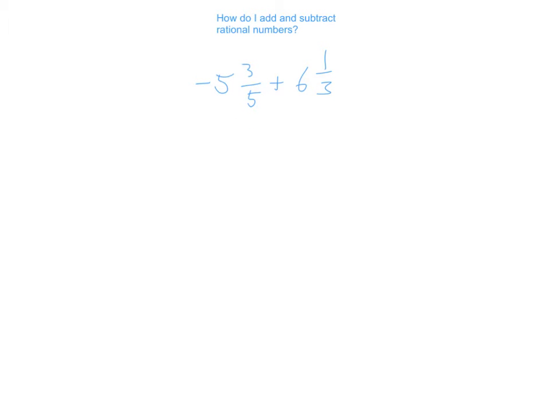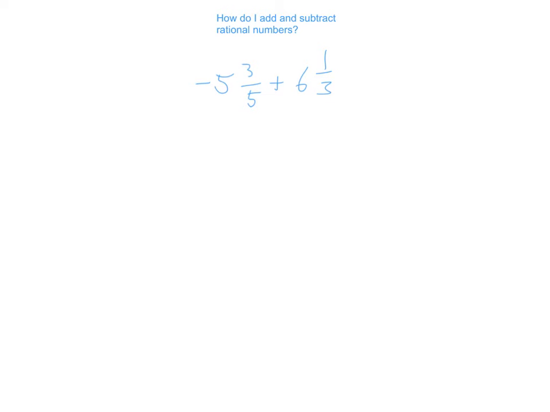In this one, we have negative 5 and 3/5 plus 6 and 1/3. It is important to remember that when you're adding rational numbers, if the numbers have the same sign, then you add the numbers and the sign of the sum is the same as those numbers. That's not the case in these 2 problems, though. We have different signs, in which case you subtract the numbers and the sign is the same as the number with the higher absolute value.